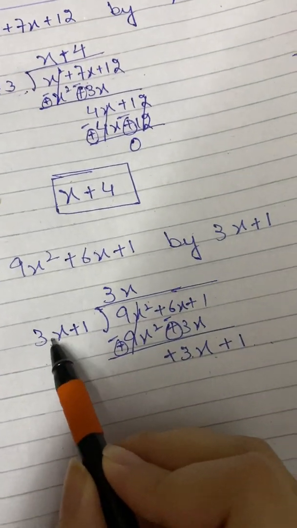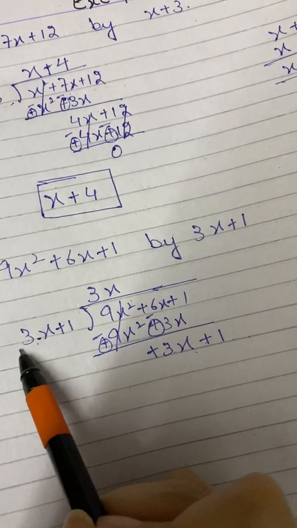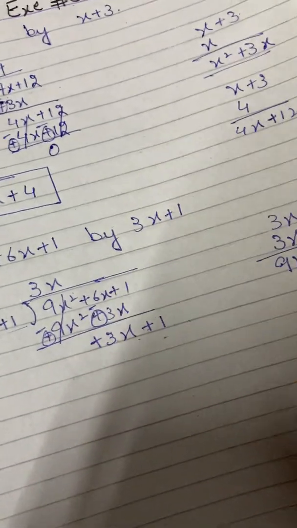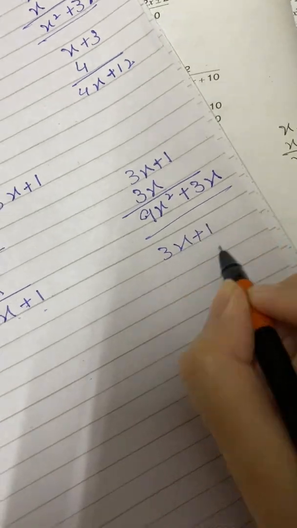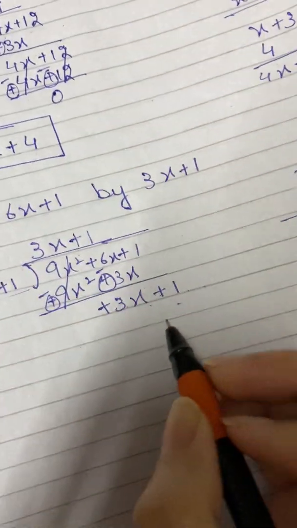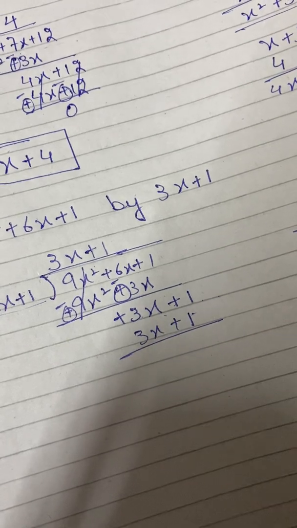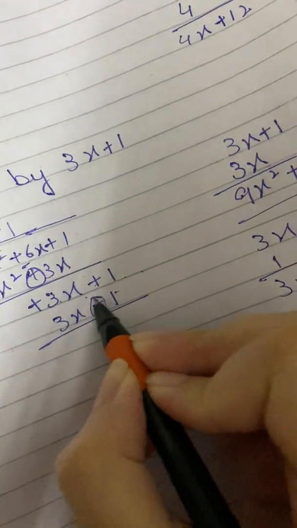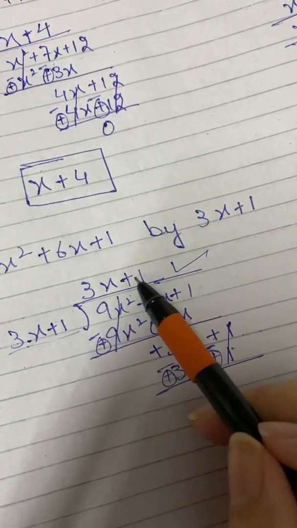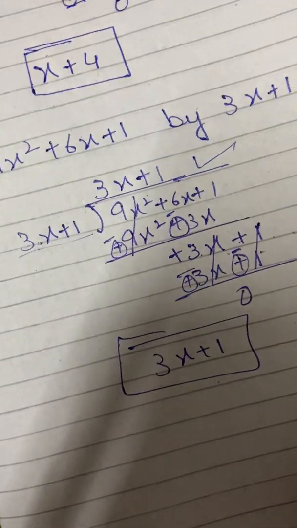What number should be multiplied by 3x plus 1 to get this 3x plus 1? Now you can see that our divisor is same, our remainder is same. So we will multiply by 1 to get the same number. So it is plus 1, 3x plus 1. Now you can see that these are exactly the same terms. So we will change the signs and we will get the answer, that is 0. So this implies that the answer is 3x plus 1.